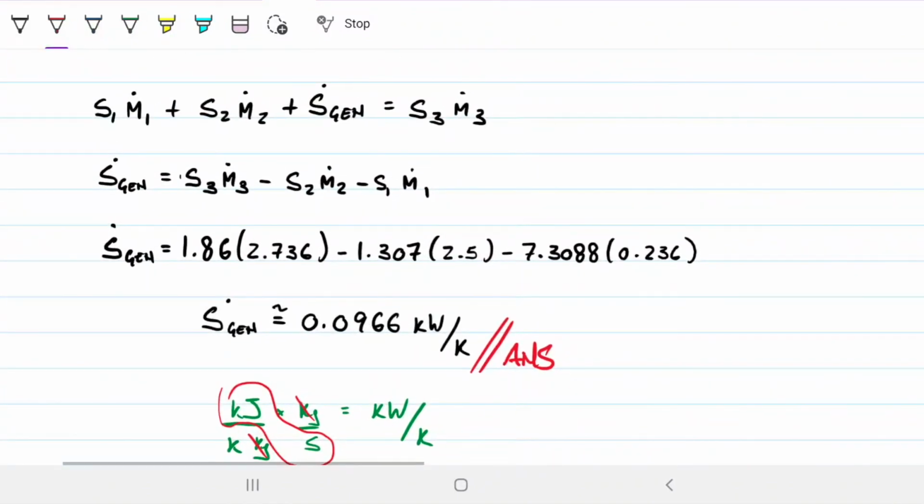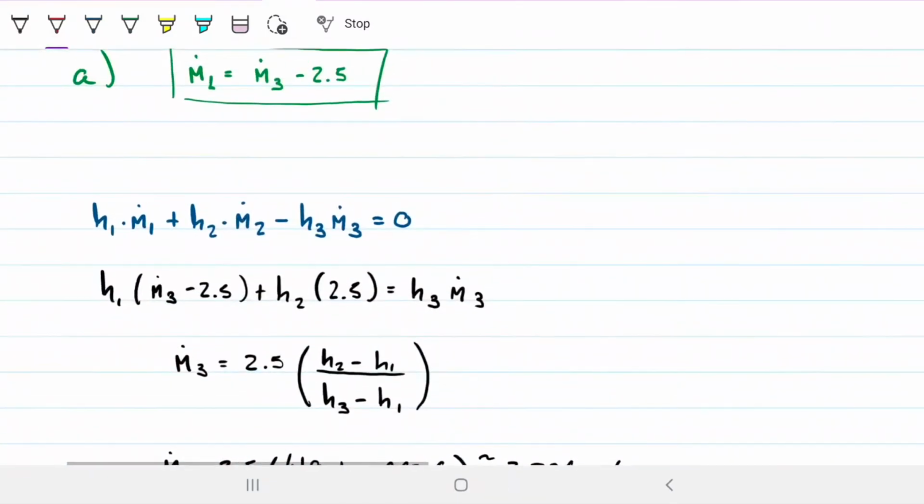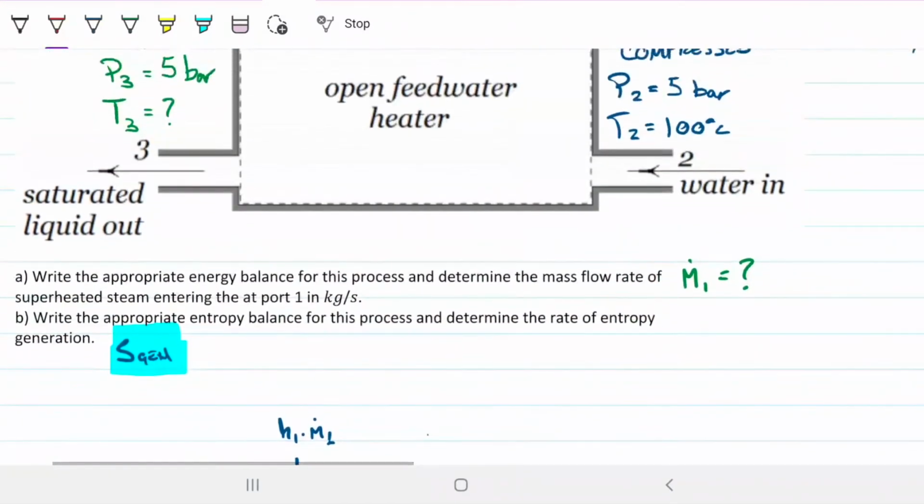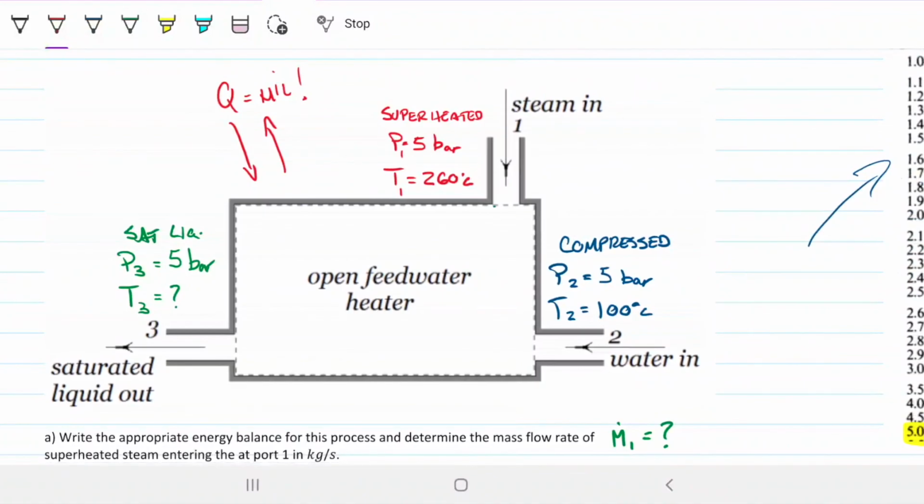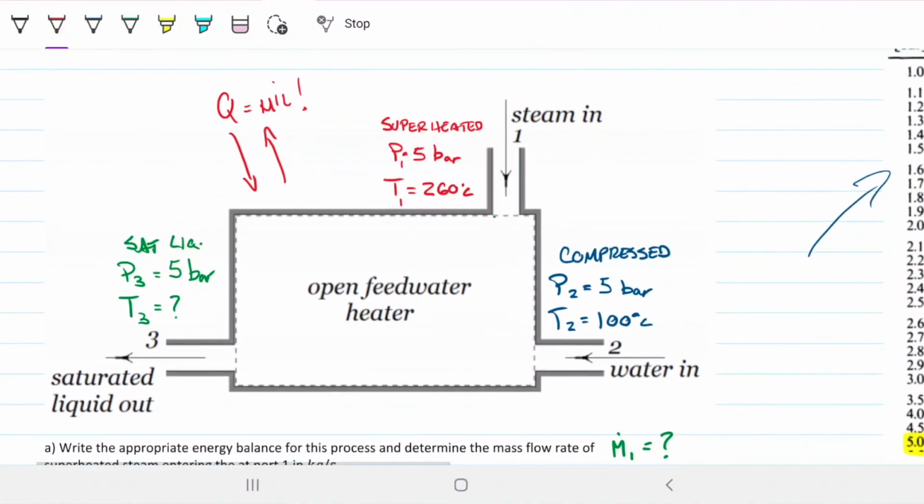Nothing fancy about it. It's just a matter of finding property tables. It's actually giving us some nice information at the beginning. It says it's compressed, superheated, and saturated. We didn't need these pieces of information. We could find that out for ourselves. But it was given, so I guess more power to you when you're doing the exam.